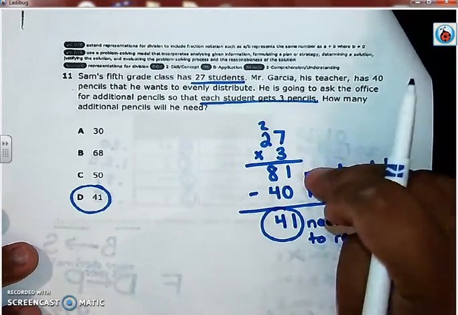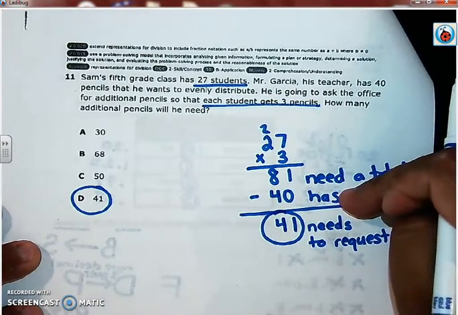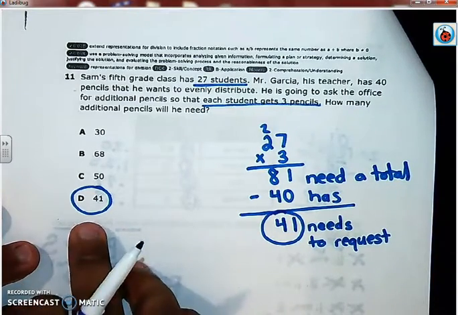So they needed a total of 81. He already had 40 of them, so he needs 41 more. Answer choice letter D.